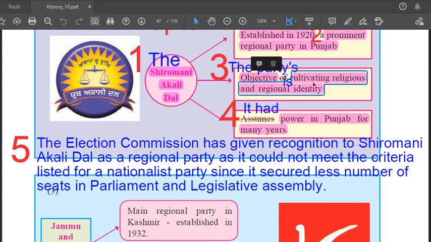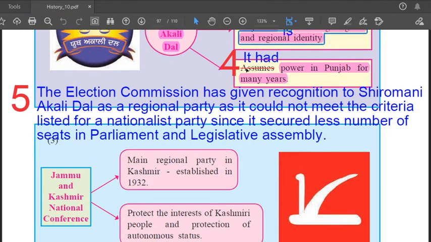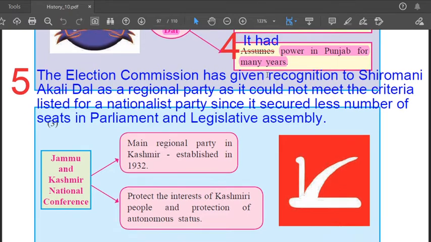Next, third point, before objective, write the party's. So third point, the party's objective, cancel off, in place of that write is. The party's objective is cultivating religious and regional identity. Fourth point, cancel assumes and write it had. Fourth point, I'll read it out again to you all. It had power in Punjab for many years.